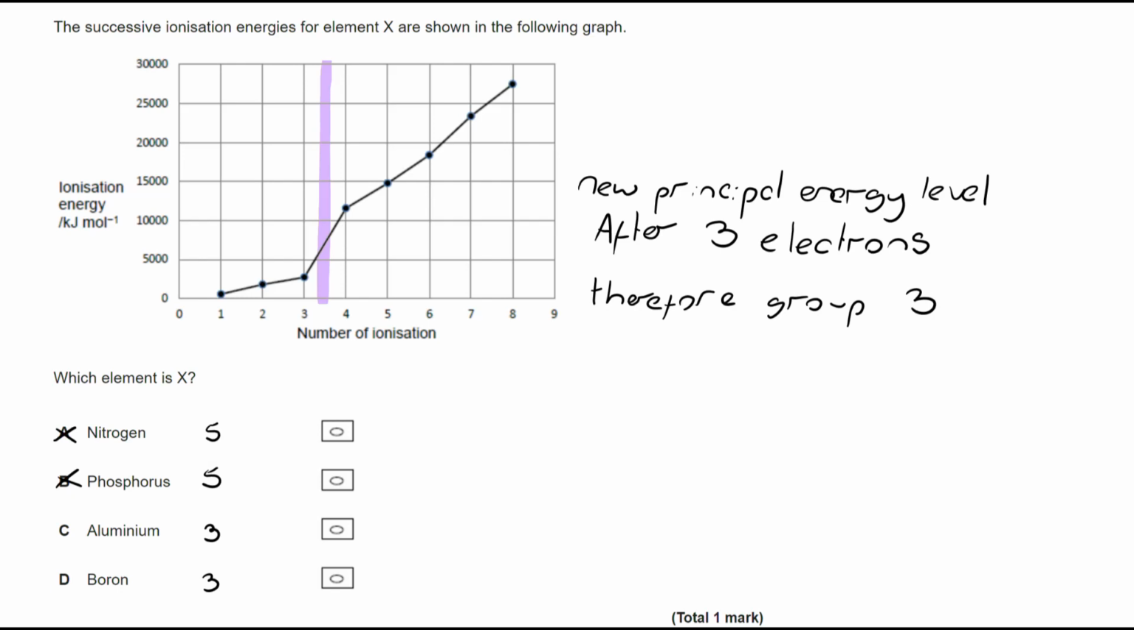Now, that means that nitrogen and phosphorus can be dismissed because they are both in group 5, so we're with aluminium and boron. And after that, it's actually a really straightforward means of distinguishing between them, because boron only has 5 electrons, so it couldn't possibly lose 8.